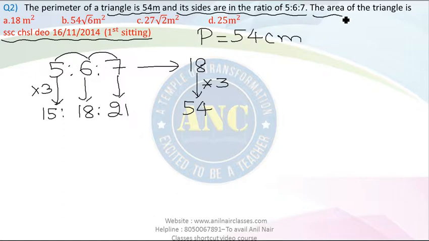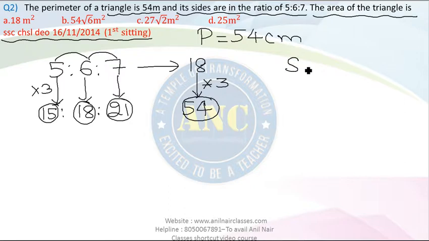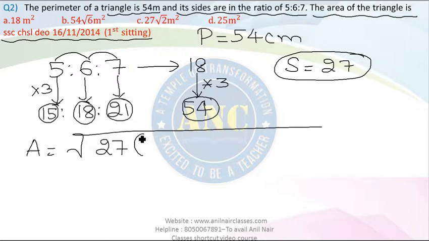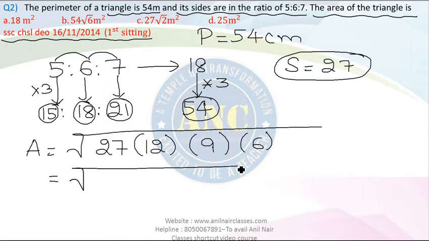Now find the area of the triangle. That means the three sides are 15, 18 and 21. These are ABC values. Perimeter is 54. So semi-perimeter will be half of 54, which is 27. So area of the triangle is square root of S into 27 into S minus A. 27 minus 15, it is 12. S minus B, 27 minus 18, it is 9. S minus C, 27 minus 21, it is 6. Further simplify it, you will get the answer.